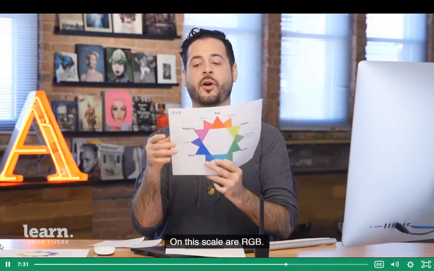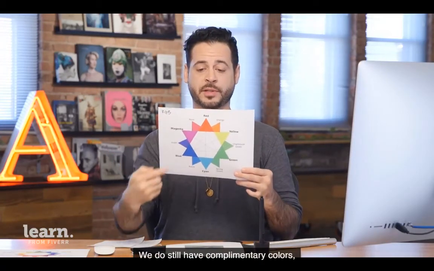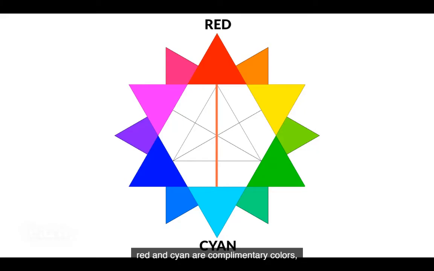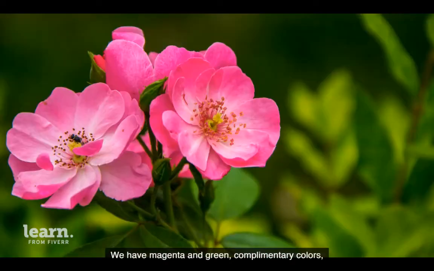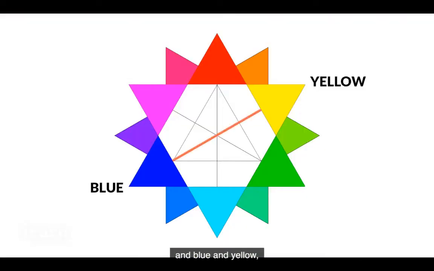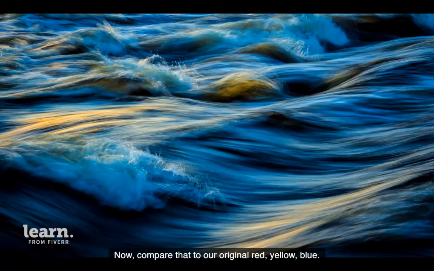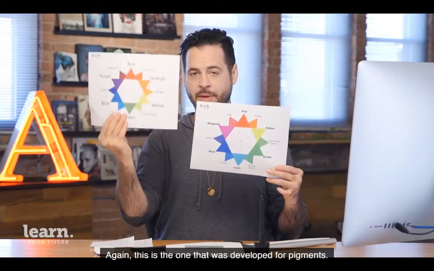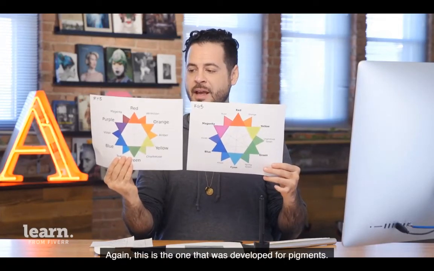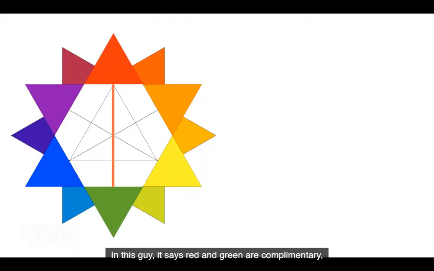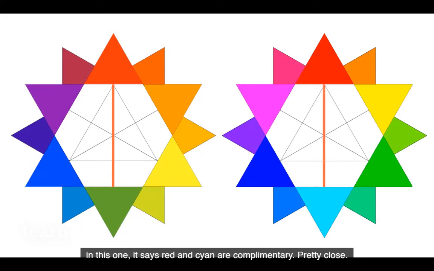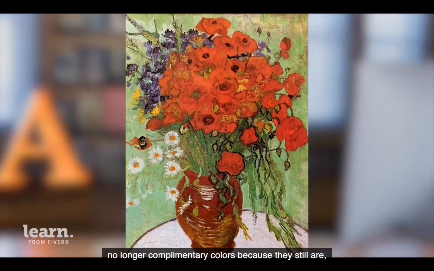So on this scale, our RGB, we do still have complementary colors. Red and cyan are complementary colors. They're gonna look good together. We have magenta and green, complementary colors. They're gonna look good together, and blue and yellow, they're gonna look really good together. Now, compare that to our original red, yellow, blue. Again, this is the one that was developed for pigments. They're pretty similar. In this one, it says red and green are complementary. In this one, it says red and cyan are complementary. Pretty close. It's not to say that red and green are no longer complementary colors, because they still are, they're just in a different scale.